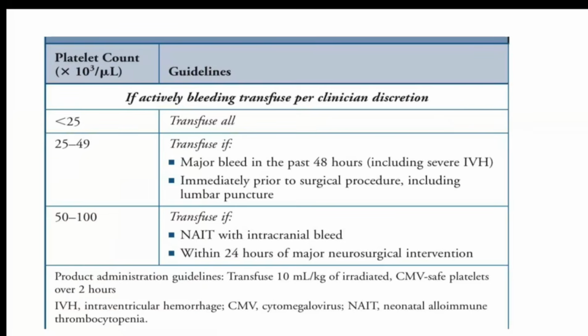So now all the guidelines say that you have to wait till 25,000. At less than 25,000, you can go ahead and give platelet transfusion. 25 to 49, if there is a major bleed which was present in the last 48 hours, and between 50,000 to 1 lakh, only if the child is having alloimmune thrombocytopenia with a major intracranial bleed. Otherwise, do not transfuse platelets.